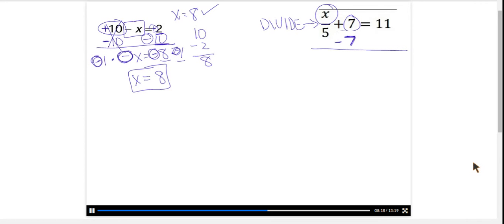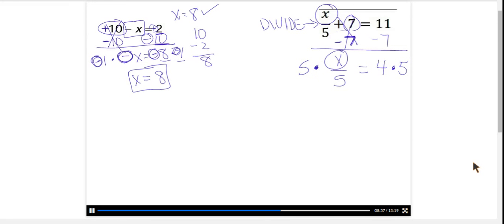All right. So positive 7 minus 7, that's 0. So I'm left now with x divided by 5. And what I do to one side, I do to the other. So 11 minus 7 is equal to 4. So now I have some number divided by 5 equals 4. So I need to think about some number divided by 5 gives me 4. Well, can't I find that number if I multiply 4 by 5? Because that number divided by 5 would give me 4. So I can multiply both sides by 5.